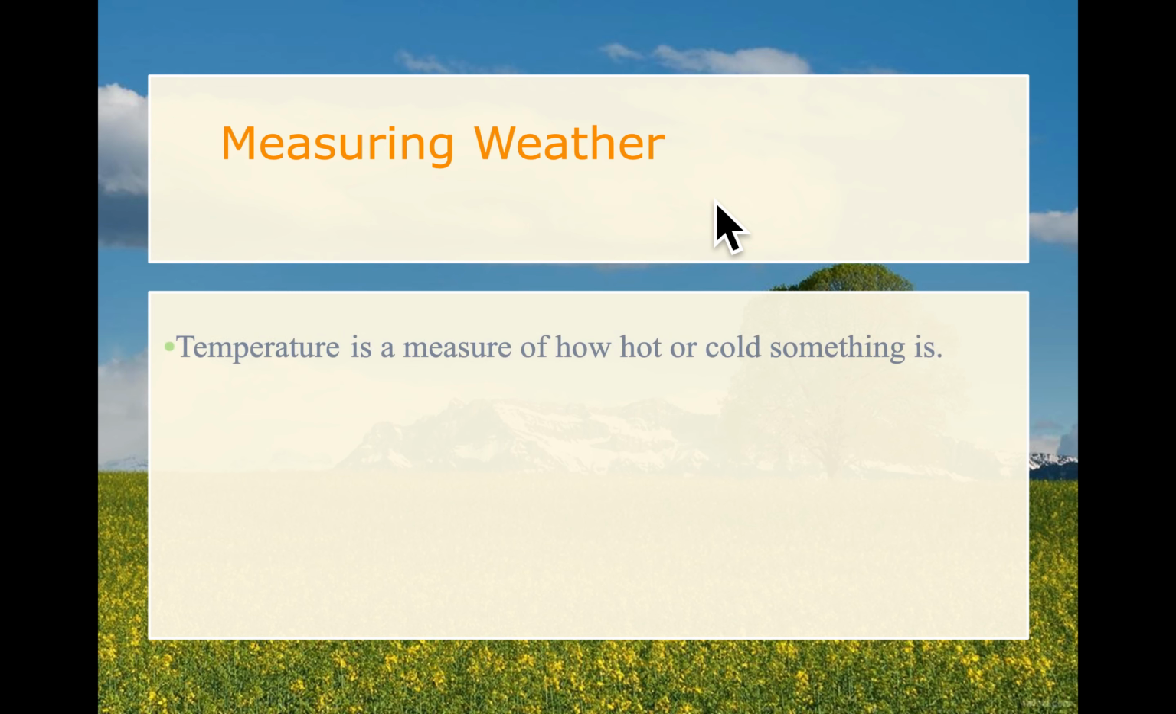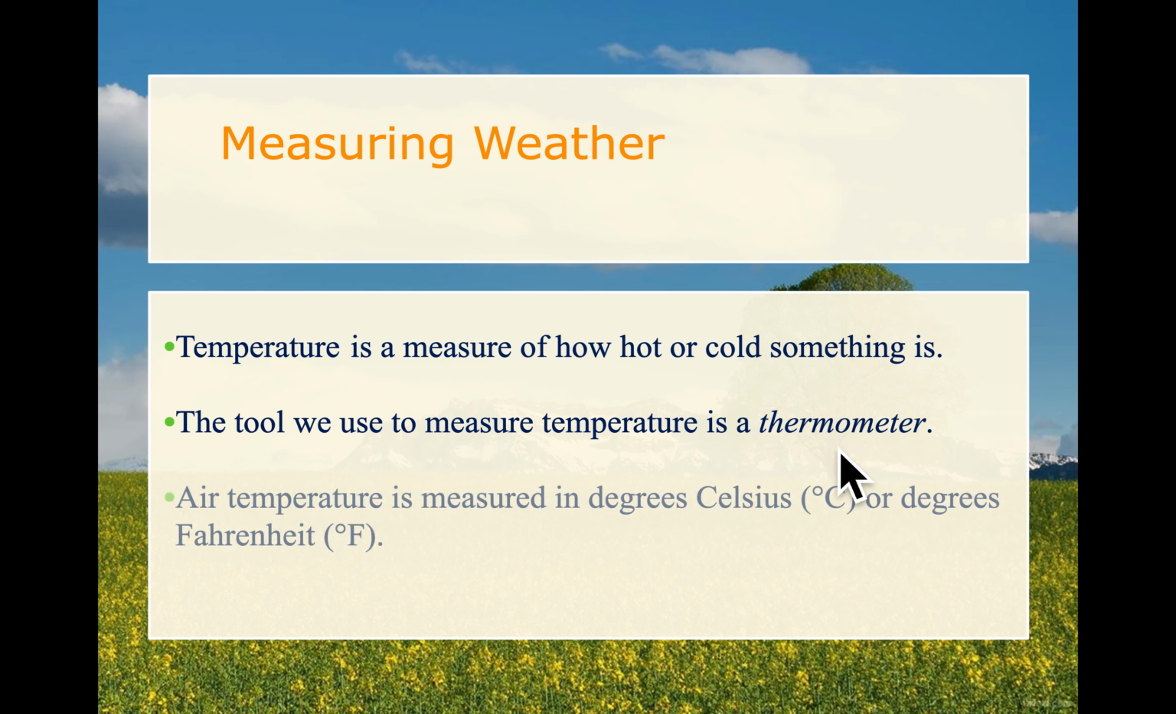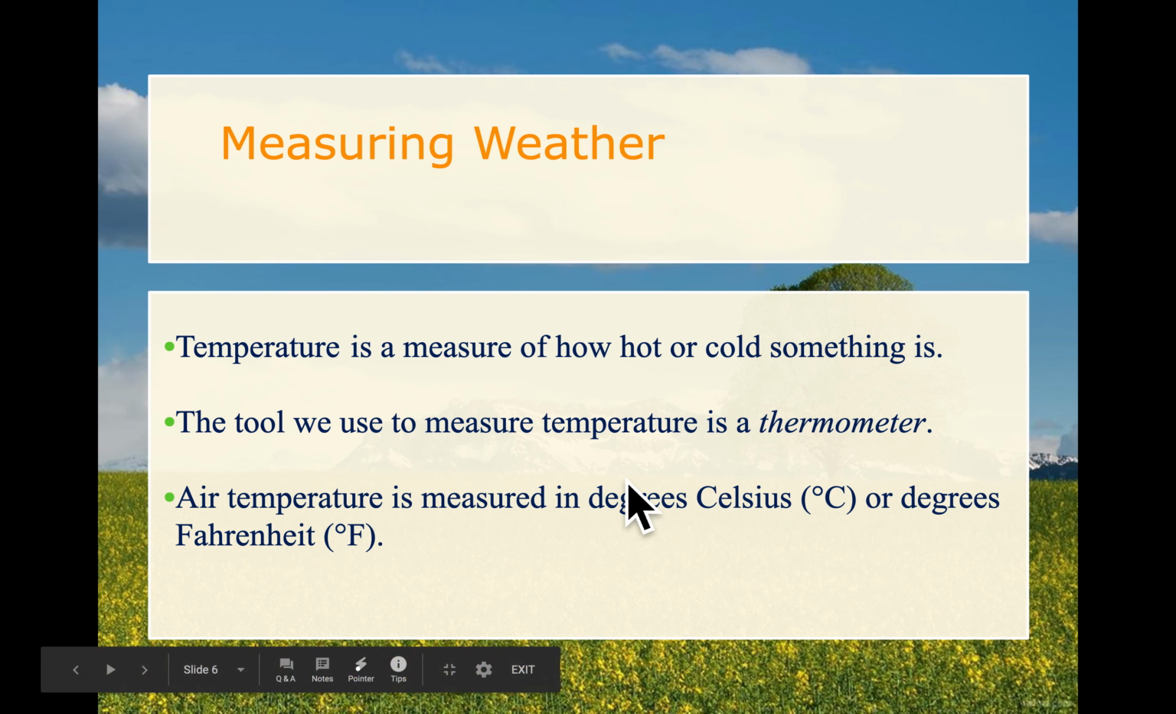So measuring weather, how do we do that? Temperature is a measure of how hot or cold something is. The tool we use to measure temperature is a thermometer. Air temperature is measured in degrees Celsius or in degrees Fahrenheit.